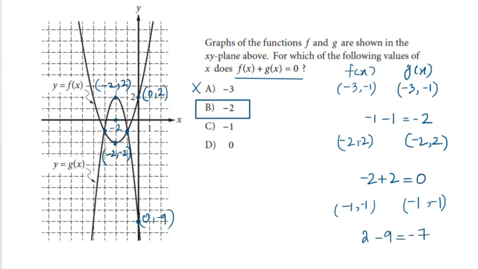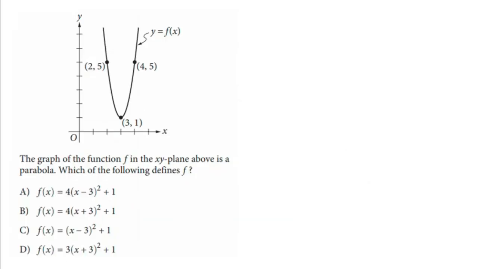So they were actually asking which two y coordinates on the point will give you a sum of 0. So -2 is the correct answer. I hope you get this. You can always rewind and check back what exactly was going on in this problem. Let's look at another problem.